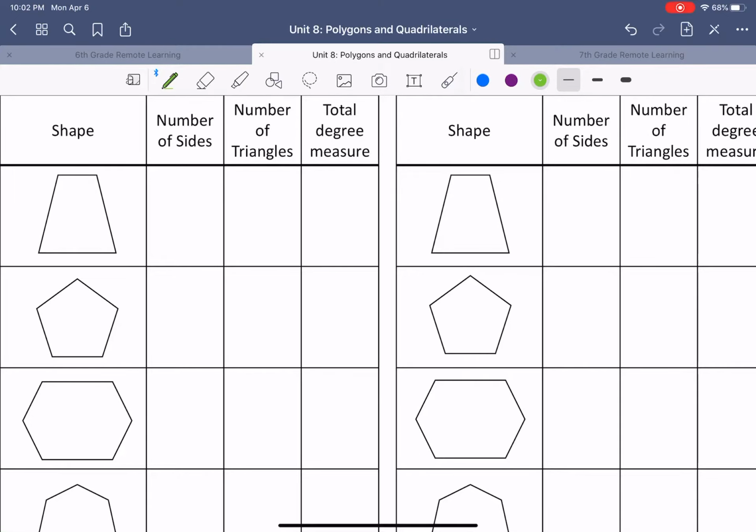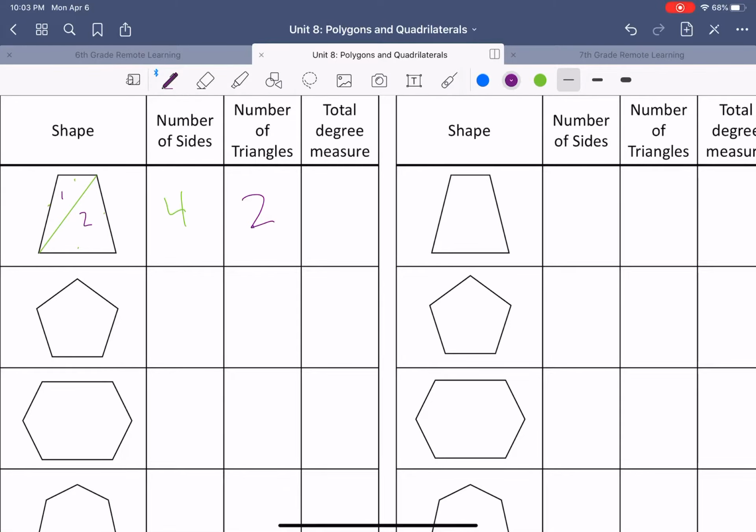So we'll start with a four-sided figure, which is a quadrilateral. So we have four sides, and then we're going to draw a line through the diagonal. When we do that, we're going to look at how many triangles we have when we drew that line. Well, we have 1, 2. So there are 2 triangles.